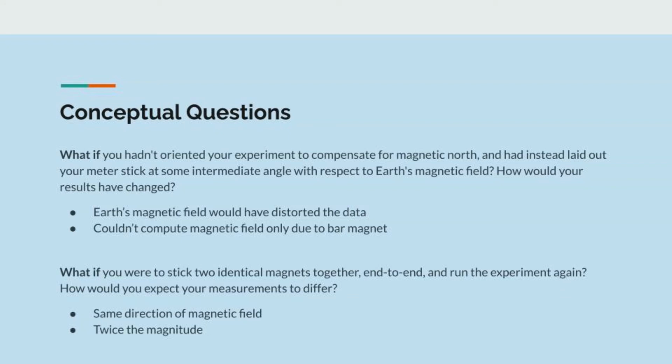The second question asks how the magnetic field would have changed if we had instead used 2 bar magnets lined up next to each other instead of just one. Using 2 magnets would have resulted in a magnetic field that would be twice as strong because the value of mu would be greater. However, the direction of the magnetic field at each would have stayed the same, assuming that the magnets were lined up in the same orientation.